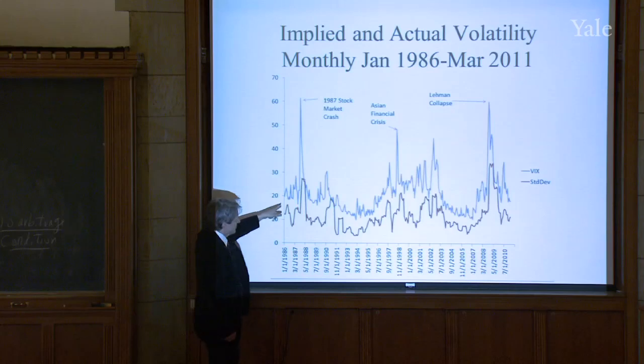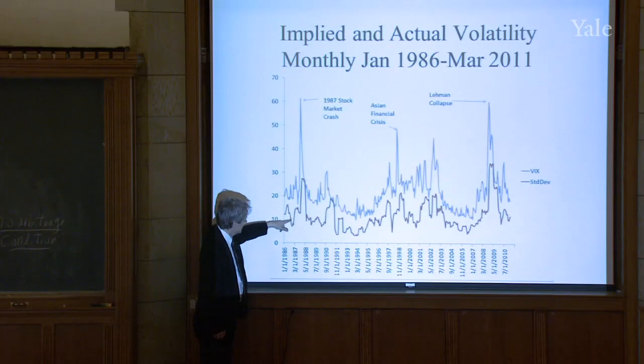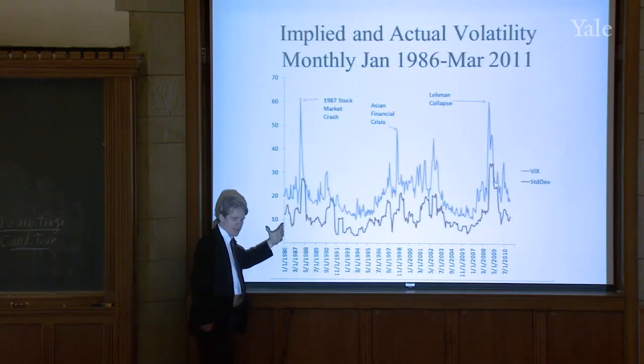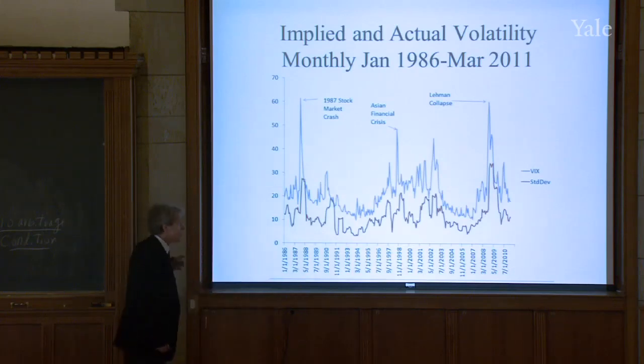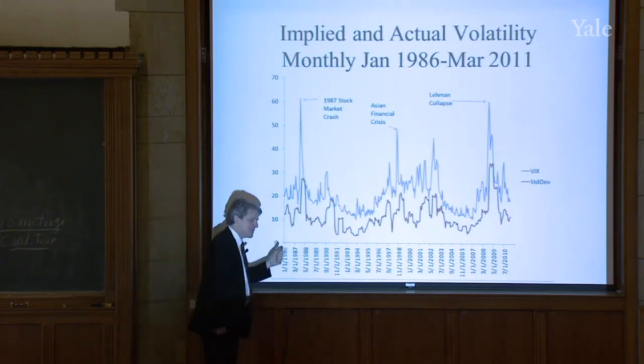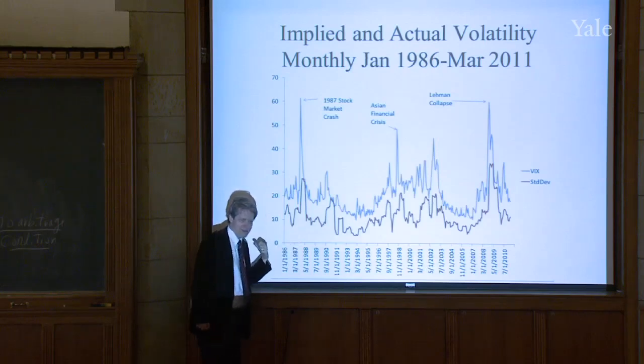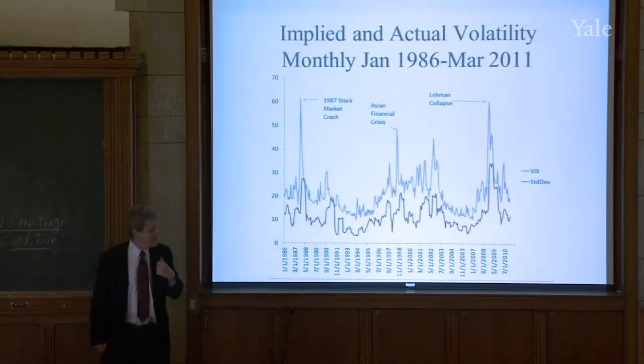Now, the blue line is from the Chicago Board Options Exchange. What I did, and I calculated this myself, is the orange line is the standard deviation of actual stock prices over the preceding year of monthly changes annualized. That's actual volatility, but it's actual past volatility. Let's make it clear what this is.